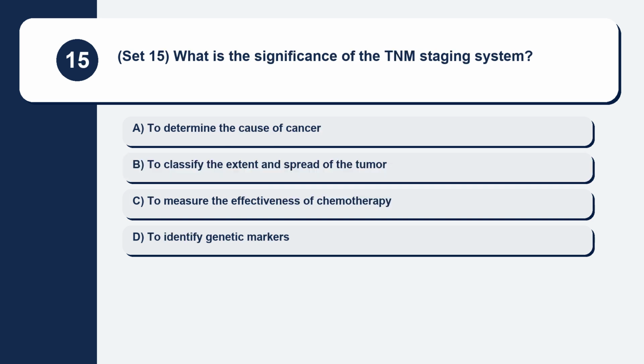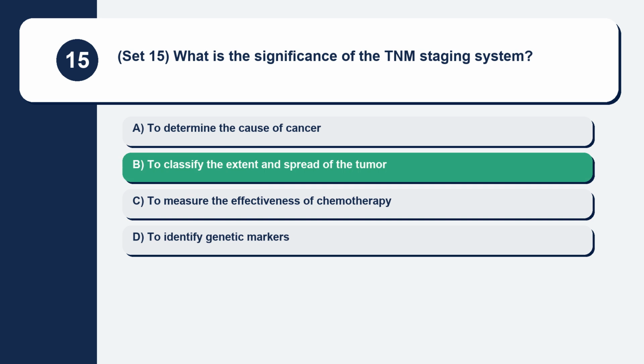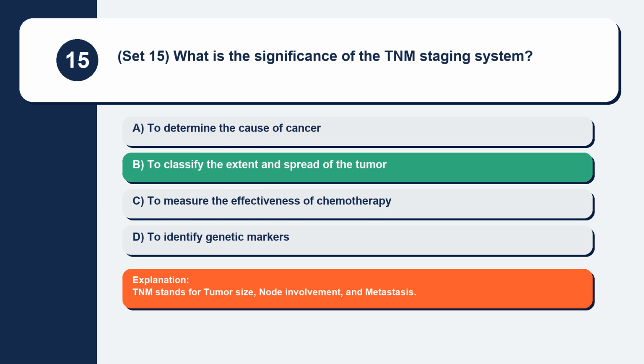Question 15, Set 15. What is the significance of the TNM staging system? To determine the cause of cancer, to classify the extent and spread of the tumor, to measure the effectiveness of chemotherapy, to identify genetic markers. TNM stands for tumor size, node involvement, and metastasis.